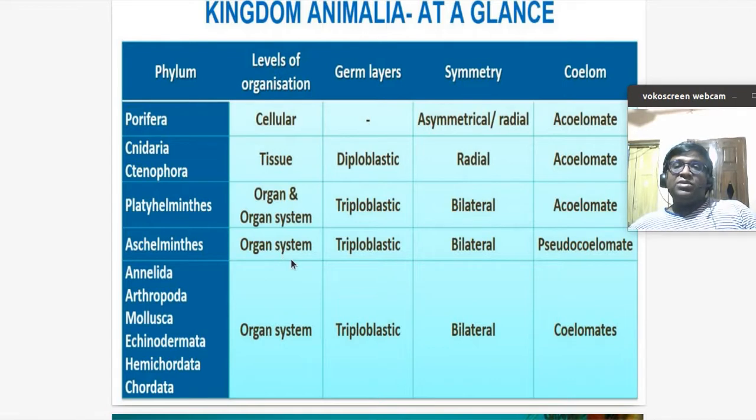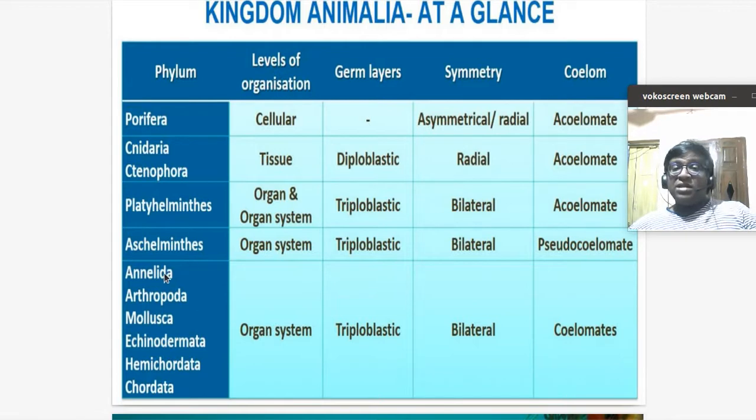And Aschelminthes, you notice that they have organ system level of organization. They are triploblastic, having three layers, and the symmetry is bilateral. The coelom is pseudocoelomate. Why do we call it pseudocoelomate in case of Aschelminthes or roundworm? Because the coelom cavity is present, but it is not lined by mesoderm. Instead, mesoderm is scattered as pouches in the body cavity. That is the reason we call it pseudocoelomate.